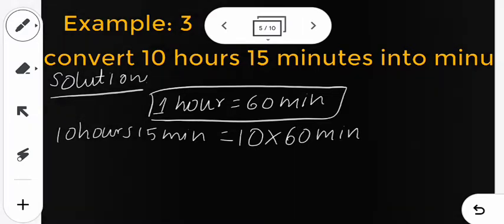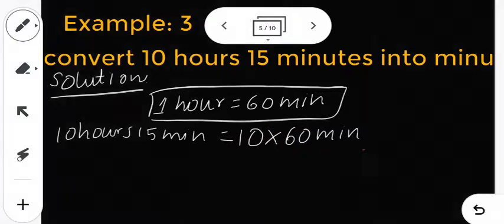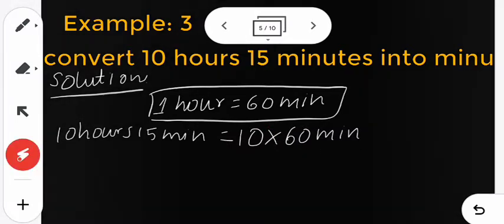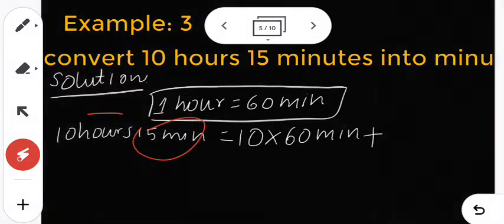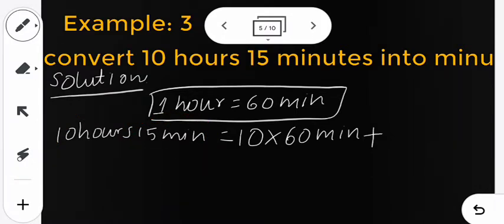Here you have to write minutes, so that you won't make a mistake. Once you multiply by 60, these 10 hours will change into minutes. Again you have to add the 15 minutes. It is not hours alone, there are extra minutes, so those minutes you have to add here. So plus 15 minutes.